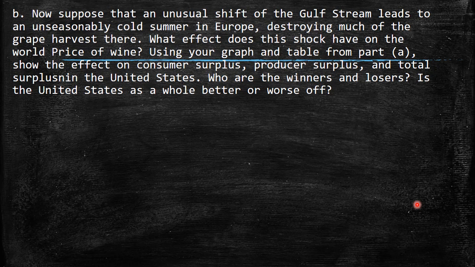Now suppose that an unusual shift of the Gulf Stream leads to an unseasonably cold summer in Europe, destroying much of the grape harvest there. What effect does this shock have on the world price of wine? Using your graph and table from part A, show the effect on consumer surplus, producer surplus, and total surplus in the United States. Who are the winners and losers? Is the United States as a whole better or worse off?